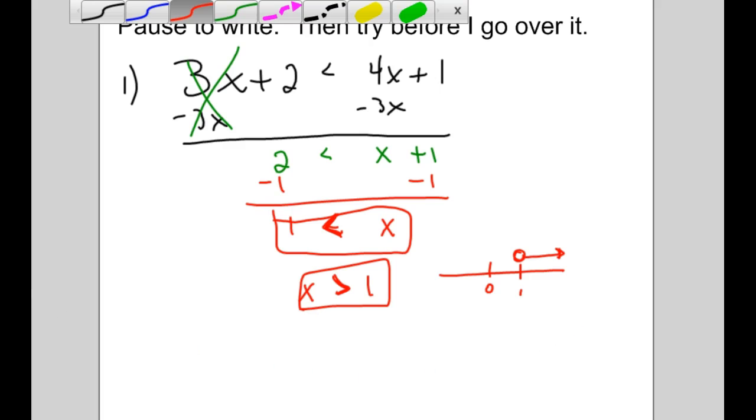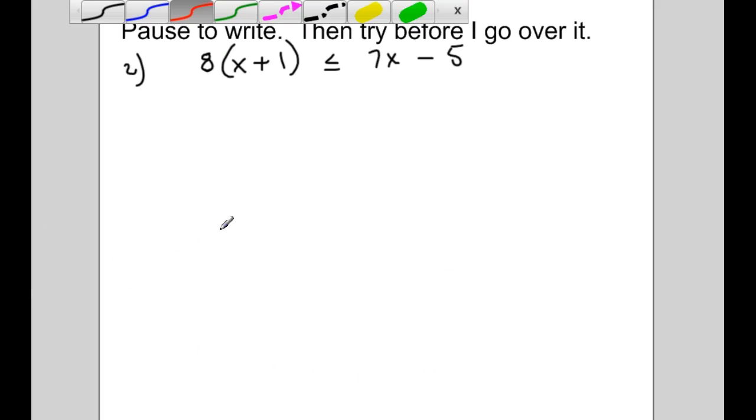Let's try the next one. Here you go. Pause it if you need to. Alright, so 8 gets distributed. You get 8x plus 8 is less than or equal to 7x minus 5, and then it's pretty much similar to the last one. You got x's on both sides.